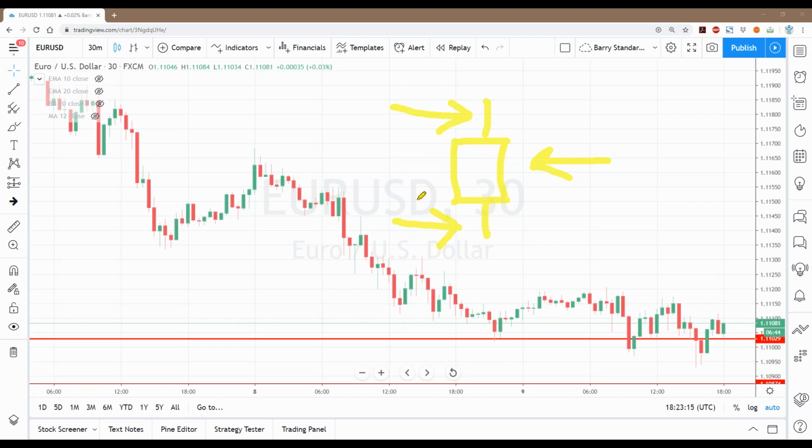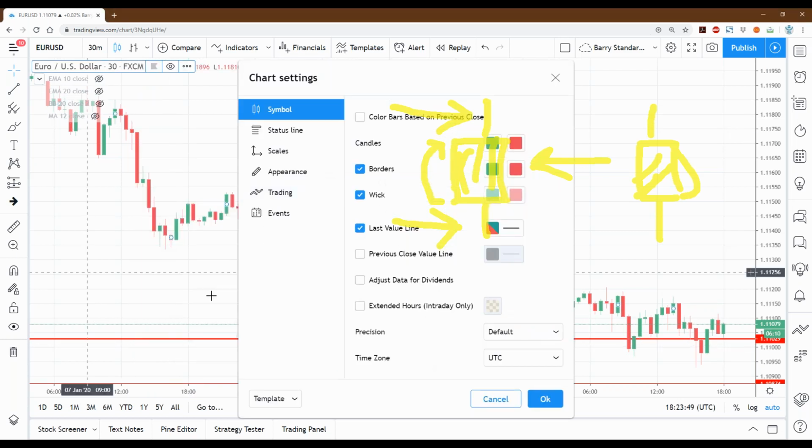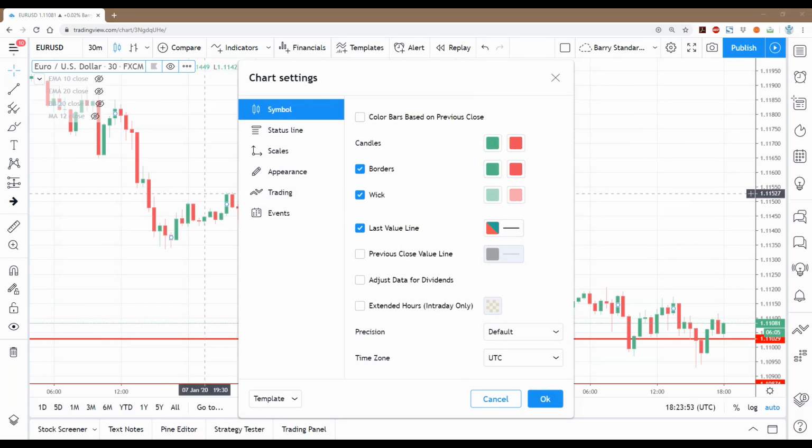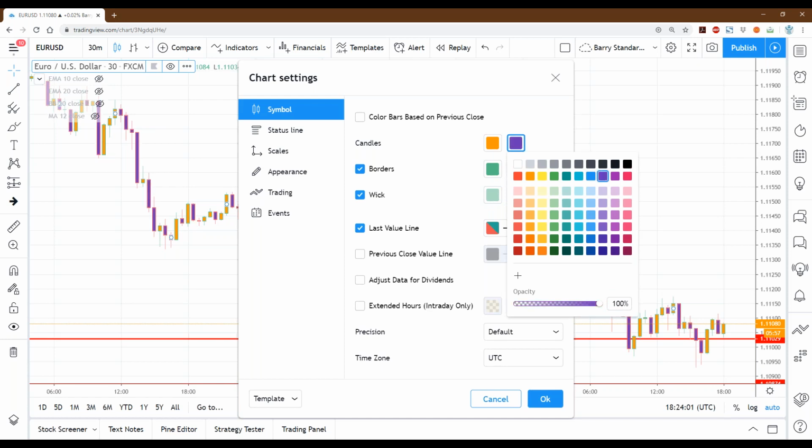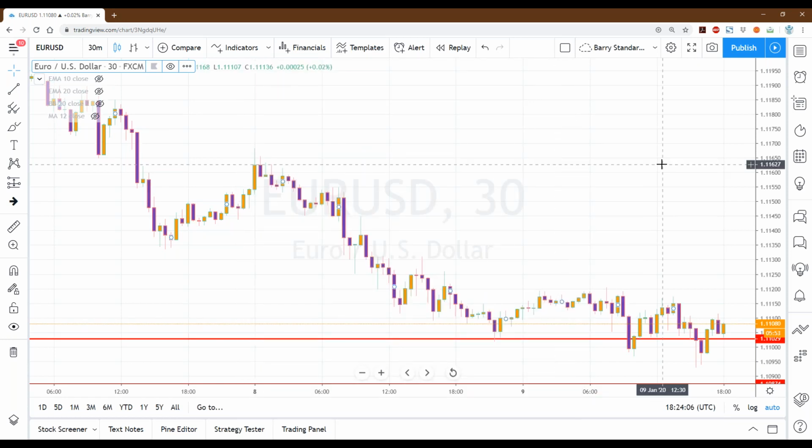Now, if we closed higher than we opened, so we stepped up, we would fill this candle in with green because it would have been a bullish session. If we step down from the open to the close, we would fill this candle in with red. This really doesn't matter anymore. You could have a gold and a purple. As long as you knew which color you're using for bullish and which color you're using for bearish, it's perfectly fine.